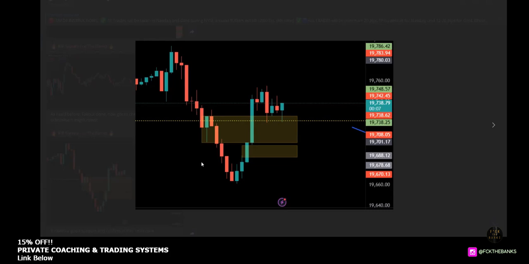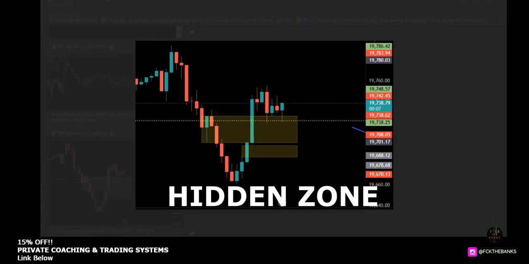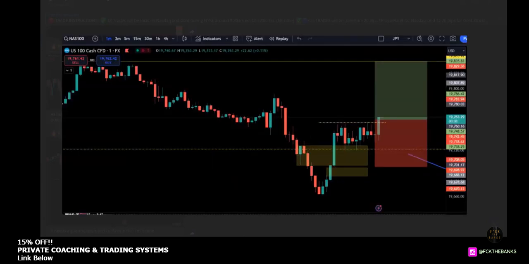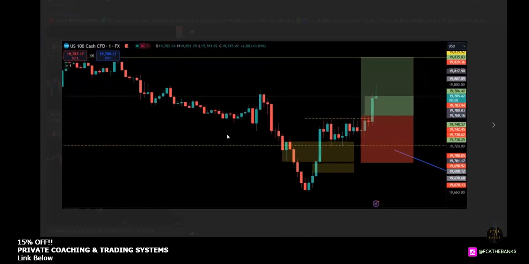Okay, guys, now that you see the difference between a supply and demand and a hidden zone, immediately you can see this was a hidden zone. So that's where I marked up my zone. And now let's see what happened next. Price started to push up. Now, as you can see in here, I did miss entering right at this zone. That was ideal, but I waited for price to break above these highs, and as you can see, that was the entry.